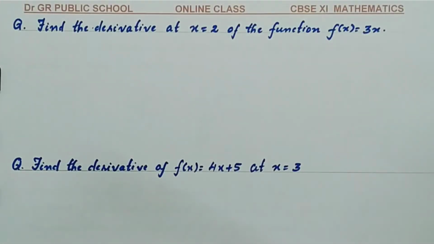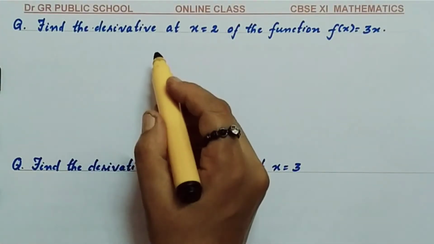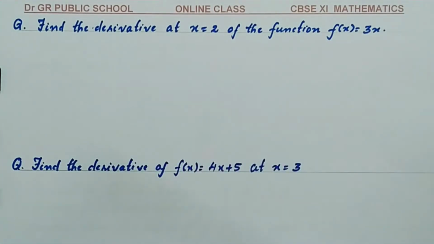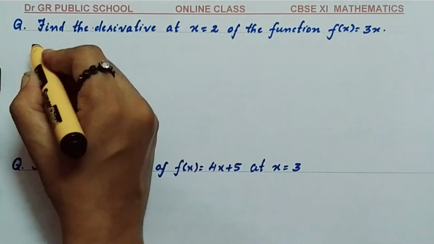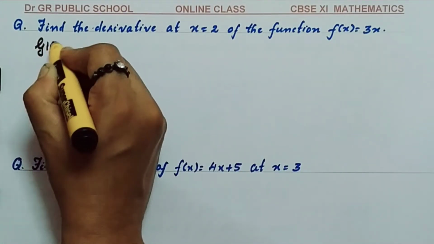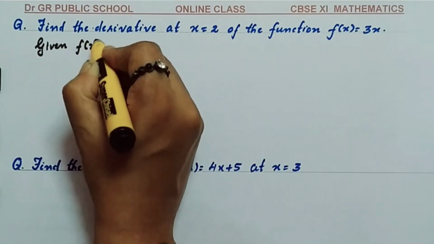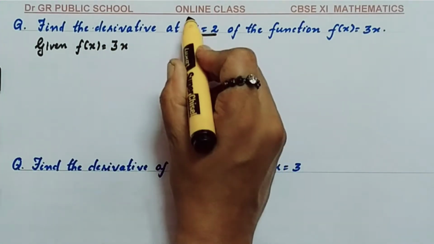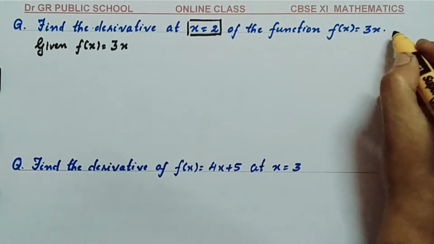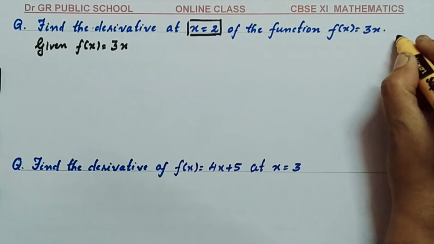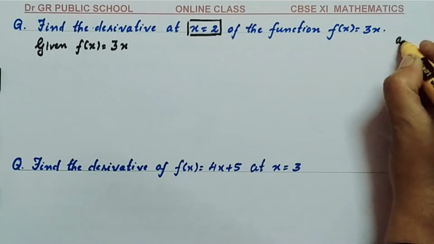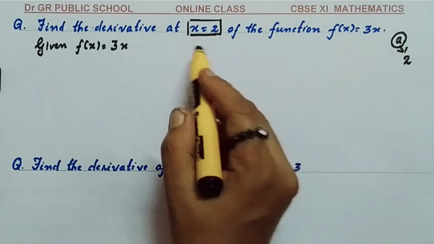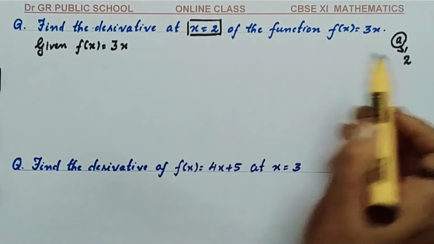Let us discuss a problem. Find the derivative at x equal to 2 of the function f(x) equal to 3x. The given function is f(x) equals 3x, and you need to find the derivative at x equal to 2. So, in the definition you studied the derivative of a function at a point a. Here, your a is given as 2.